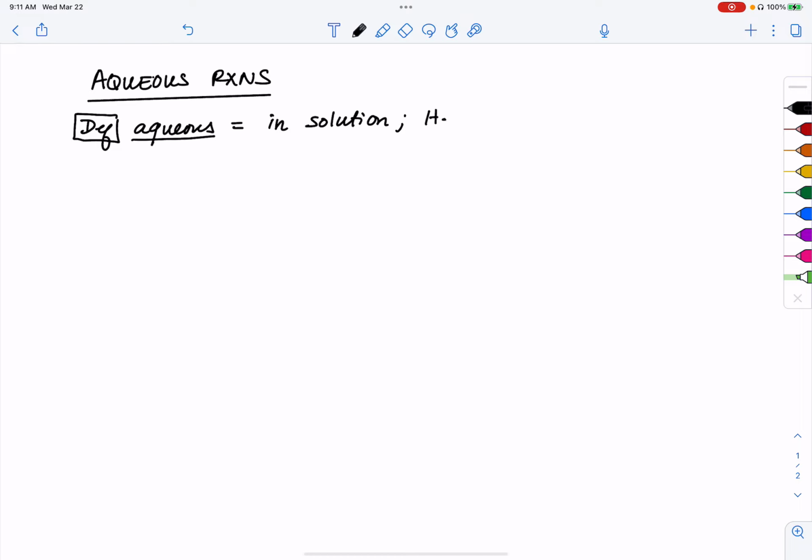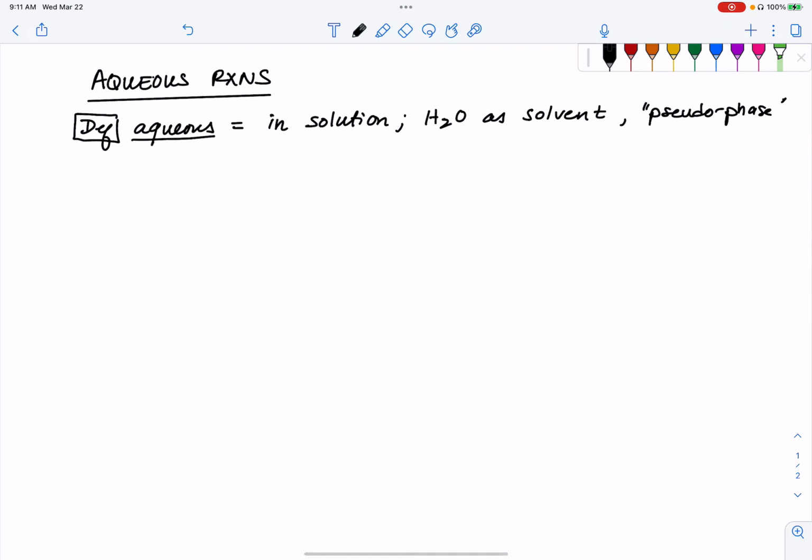specifically with water as the solvent. So it's kind of like a pseudophase, right? It's not solid, liquid, or gas, but we will often use AQ in parentheses in our chemical equations to represent when something is present in solution.